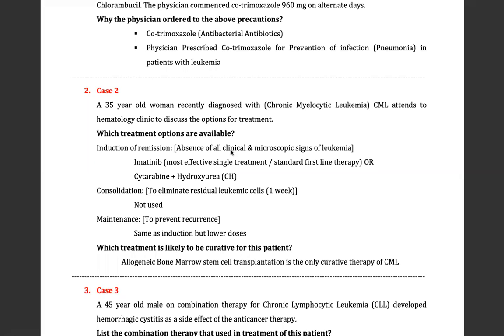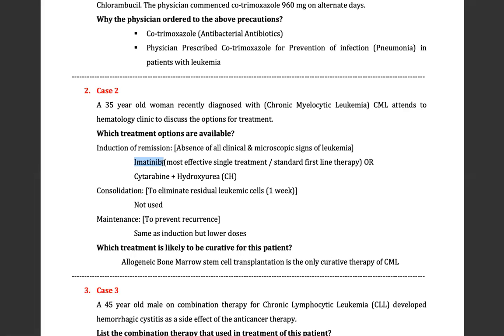Imatinib is the most effective single treatment, or we can say standard first line therapy, or the combination therapy includes cytarabine or hydroxyurea. What is consolidation? To eliminate residual leukemic cells. It is just for 1 week, but generally in clinical practice, consolidation therapy is not used. The induction of remission 4-week therapy is sufficient.